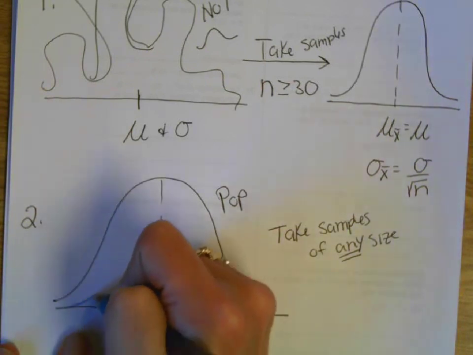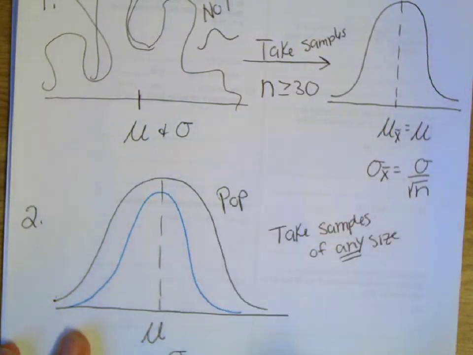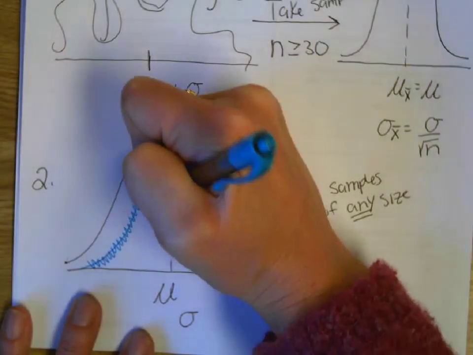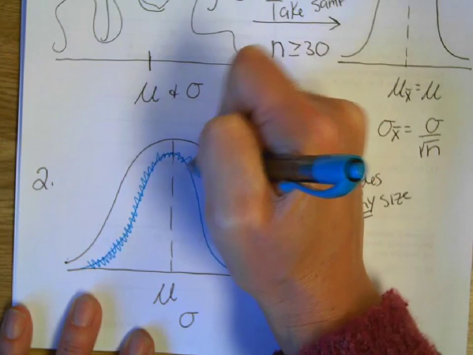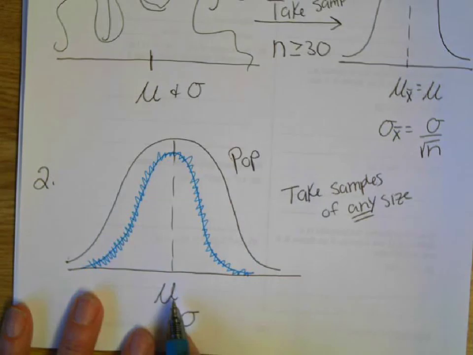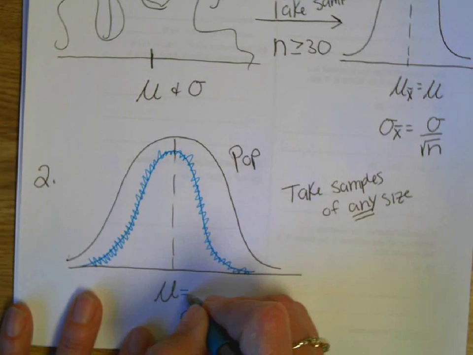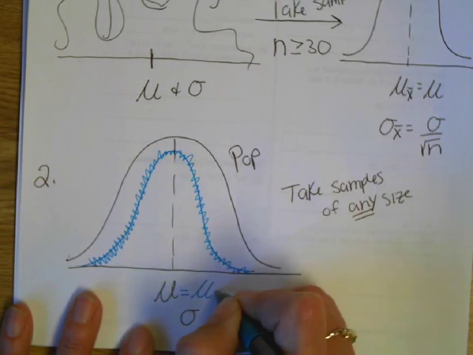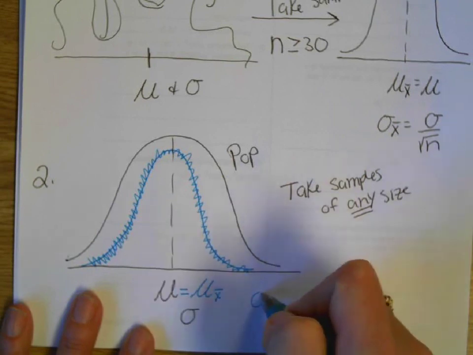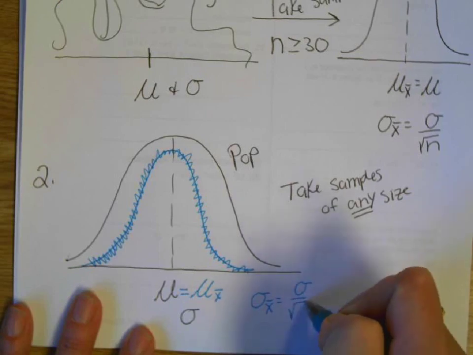So I'll just put it right inside of this one. Remember, smaller standard deviation is just going to make it narrower. So the mean of the sampling distribution equals the mean of the population. But the standard deviation for this blue graph is the population standard deviation divided by the square root of the sample size.